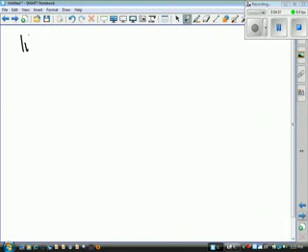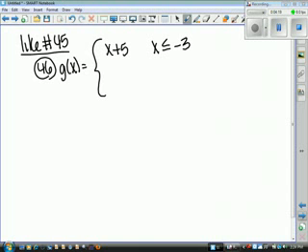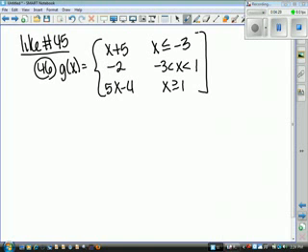All right, let's try one that is like number 45. This is the one we started Friday. So I'm going to do number 46. I think we began this in the notes. It says something like g of x is x plus 5 if x is less than or equal to -3. It's -2 when -3 is less than x less than 1. And then it's 5x minus 4 when x is greater than or equal to 1.